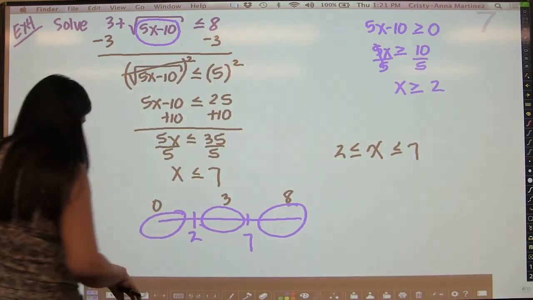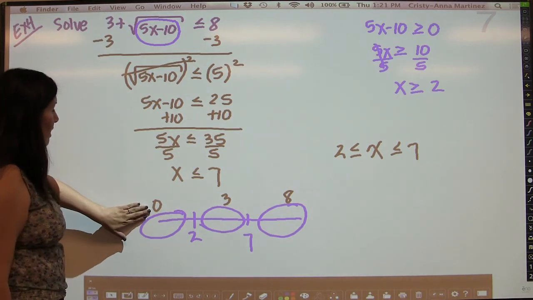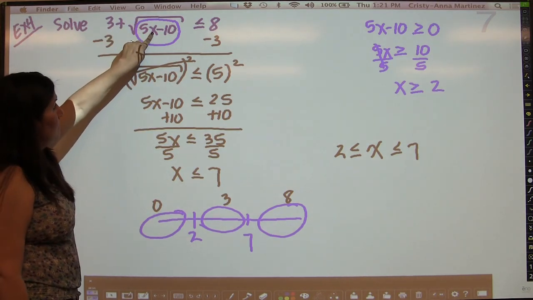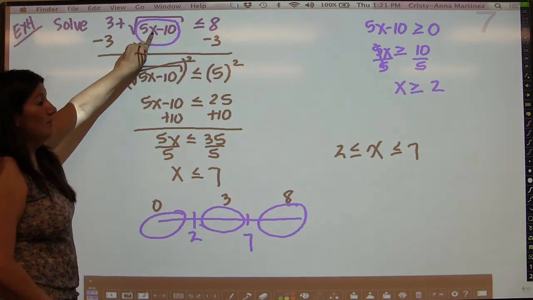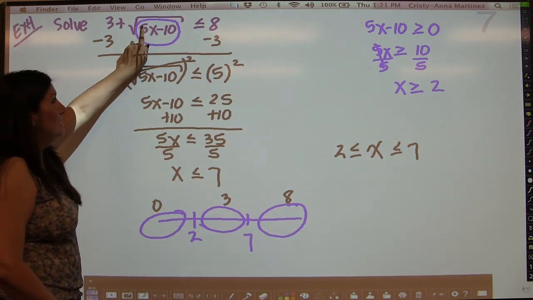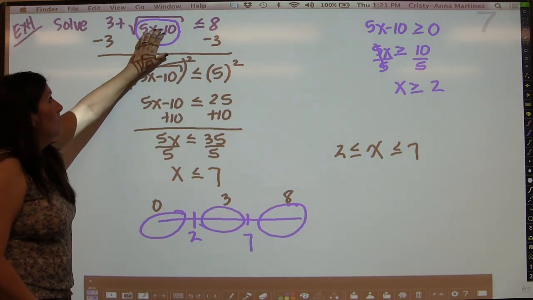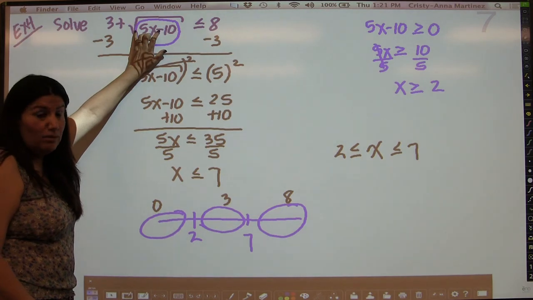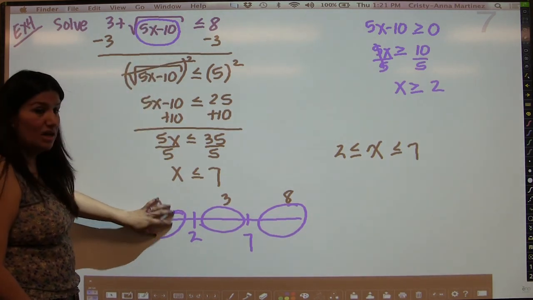So in this case, if I plug a 0 into my original equation, 5 times 0 is 0, and 0 minus 10 is negative 10. But you can't take the square root of a negative number. So clearly, this solution is not going to work.